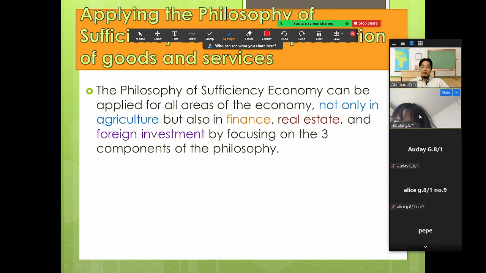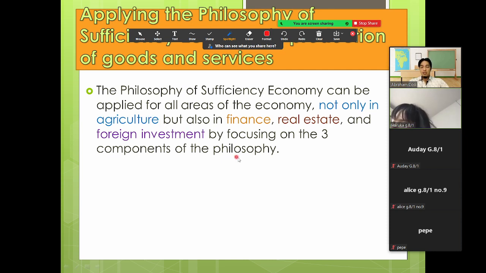Yes, Haruka? The three components of the philosophy of sufficiency economy. Wait a minute. They are moderation, reasonableness, and self-immunity. So we have moderation, reasonableness, and self-immunity.